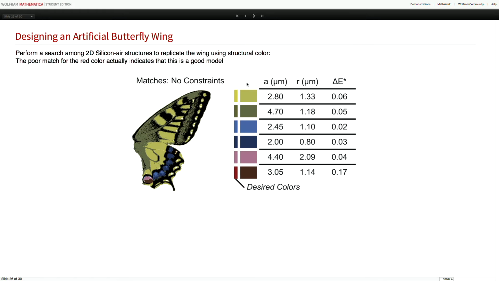I see that the blue matches very well, as I'd expect, because blue in nature is structurally colored. The yellow is an okay-ish match, but not bad. And then finally, the red is a very terrible match. And as disappointing as this may be, it's actually a physical result because there is no red structural color in nature. So I see that my results are consistent with what I'd expect.